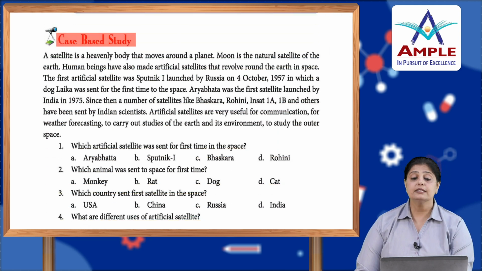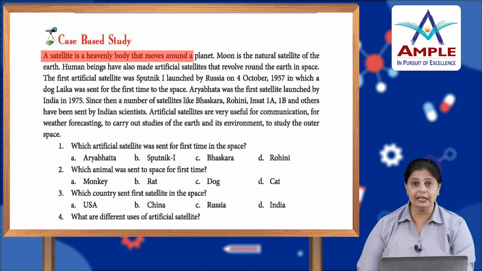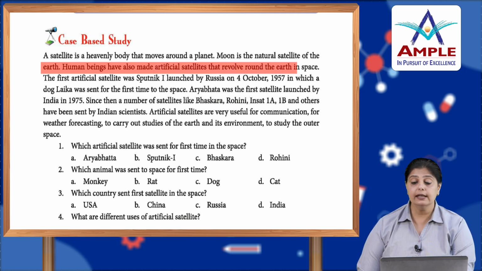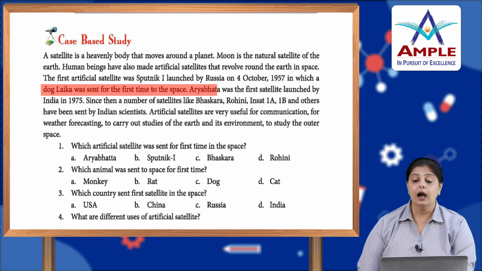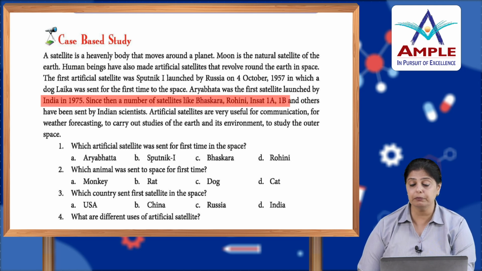Case-based study. A satellite is a heavenly body that moves around a planet. Moon is the natural satellite of the earth. Human beings have also made artificial satellites that revolve around the earth in space. The first artificial satellite was Sputnik 1 launched by Russia on 4th October 1957, in which a dog, Laika, was first sent to space. Aryabhata was the first satellite launched by India in 1975.